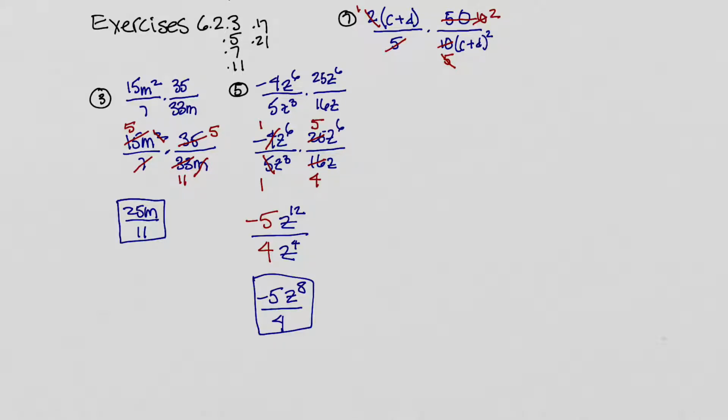And now I can see this one. This C plus D, I've got 1 of them on the top, and I've got 2 of them on the bottom. So this 1 on the top will cancel with one of these 2 here on the bottom. And now, hoping I don't lose anything, here's what I've got left. I've got a 1 times 2, so I've got a 2 on the top. And on the bottom, what have we got here? Well, 1 times 1, I got a C plus D, so it looks like just a C plus D.